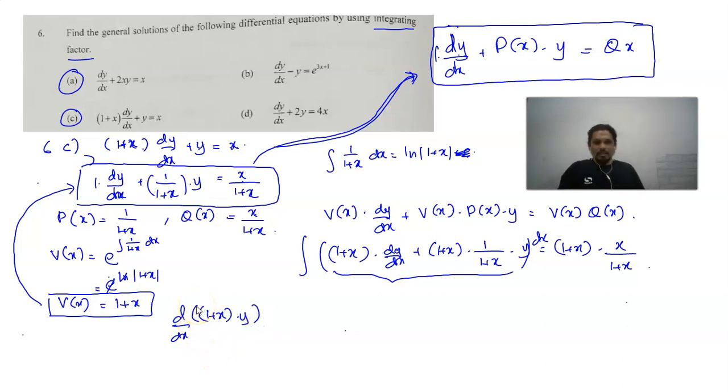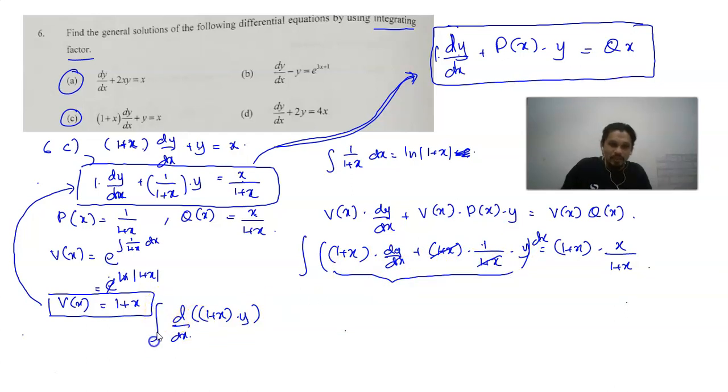Okay, let's try. The derivative of 1 plus x equals 1, and then y here. Next, 1 plus x here, and the derivative of y with respect to x is dy/dx. So we call the derivative of (1 plus x) multiplied with y. It gives you all this.